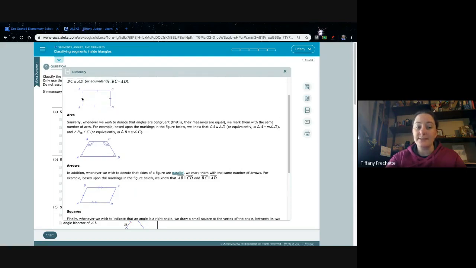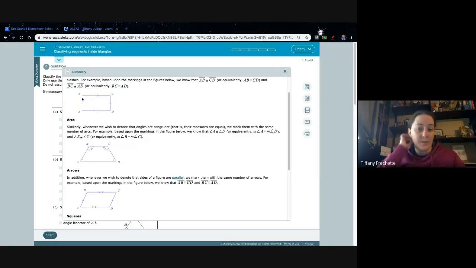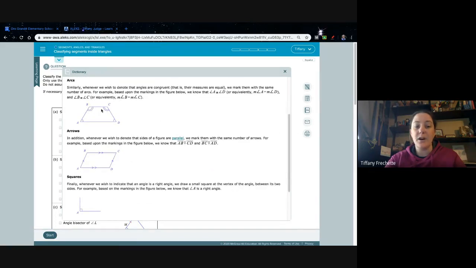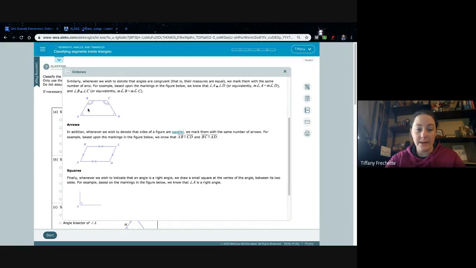So whether it's slashes, they call them slashes, I always call them tick marks in my videos. And if you have more than four sides, you could have three tick marks to three tick marks, four to four. So you can keep going like that. Same thing with arcs. So you just match up the number of arcs, and as long as it's the same number for each one, they are congruent.